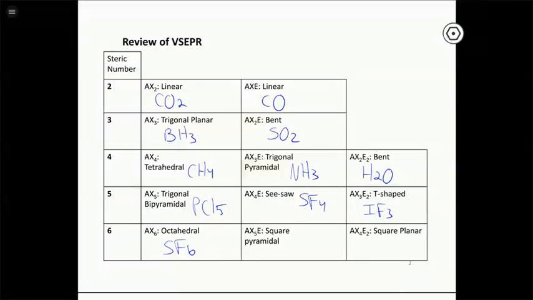AX5E, man, I'm trying to come up with an example of this off the top of my head. I guess you could have IF5 as well, which would be AX5E. And then finally, AX4E2 would be something like xenon tetrafluoride. So there are some examples of molecules that have noble gases at the center too, especially xenon. These are rare, but they are out there. And I think I forgot one on here.